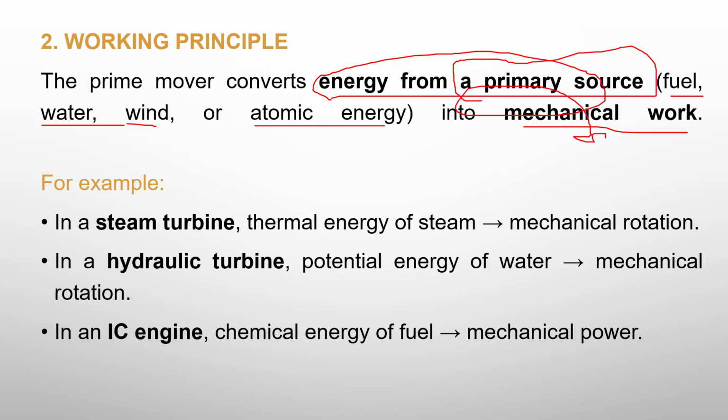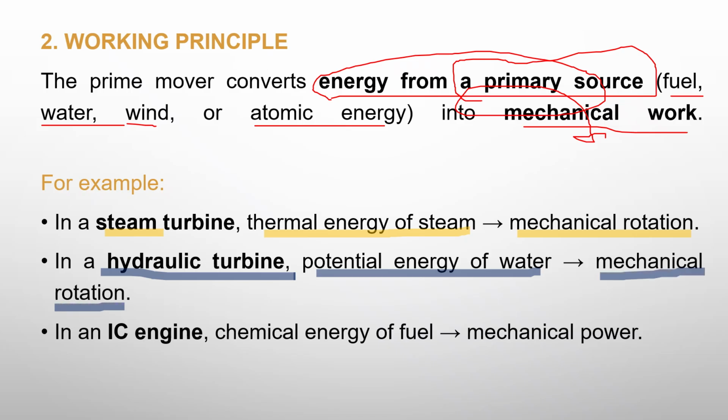For example, in the case of a steam turbine, the thermal energy or heat energy of the steam is used to rotate the turbine shaft, that is mechanical rotation. Second, the hydraulic turbine. In that, the potential energy of the water stored in the dam is used to rotate the hydraulic turbine or the shaft. Third is the IC engine, where the chemical energy of petrol, diesel, LPG or CNG is converted into mechanical power.